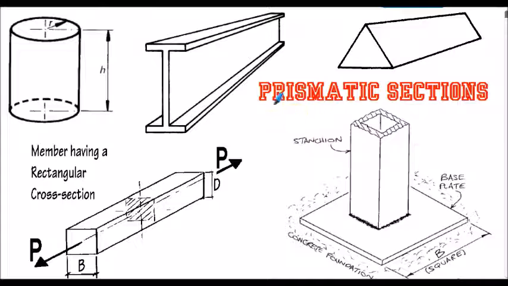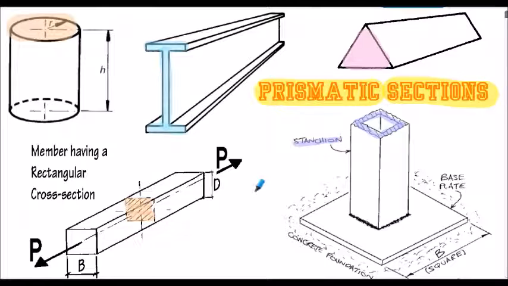Here are some further prismatic sections. I've already mentioned the cylindrical prism on the previous slide and the triangular prism. But here's an I-section prism, rectangular prism here, subject to a load P, something we reviewed in our stress and strain lecture, and a square hollow section prism, actually defined as a stanchion, again in our previous lecture on stress and strain.